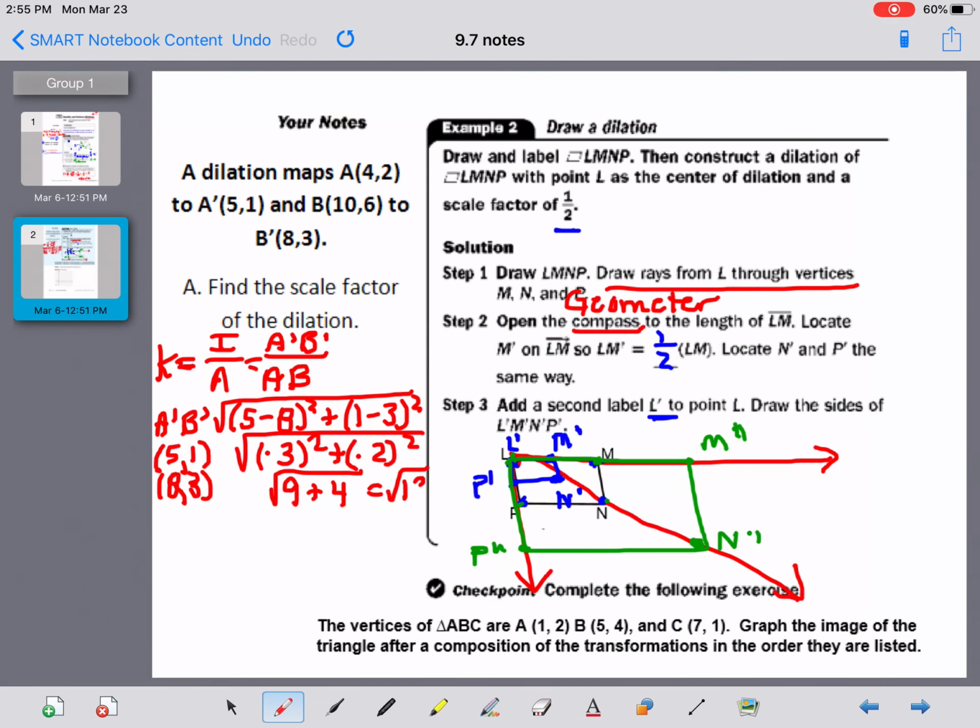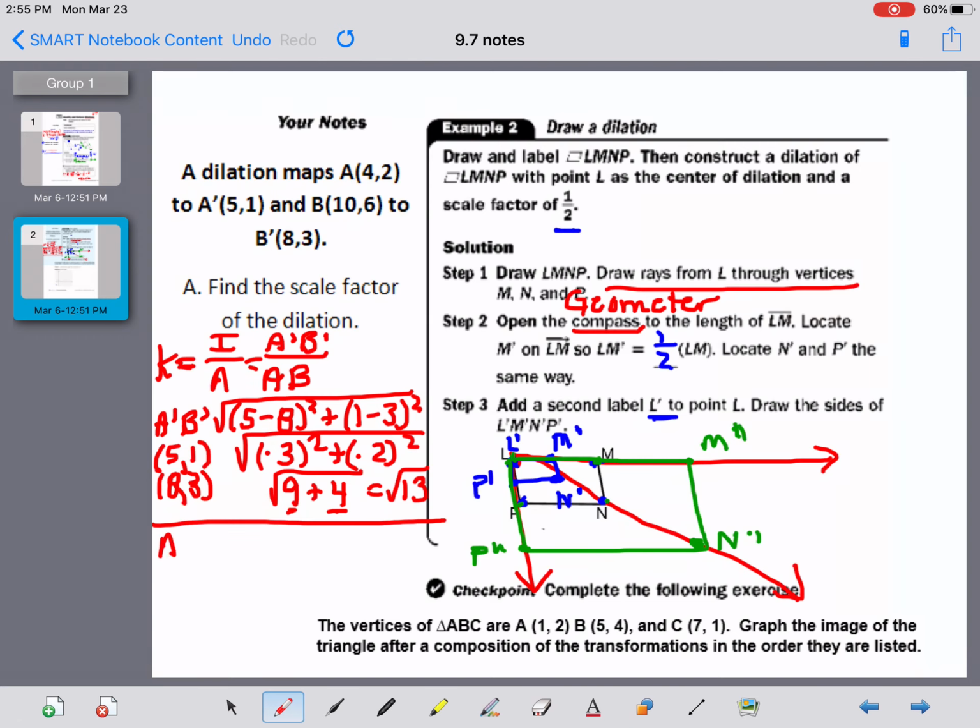Quick recall, never will we get a negative in there because as soon as we square things, they become positive. So make sure we remember we'll never get negatives in our final answers for distance formula. So there's A prime B prime. Don't worry about getting a decimal for that radical or simplifying it out. Just leave it right now as the square root of 13.